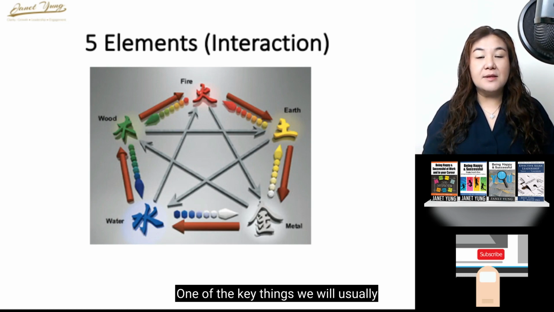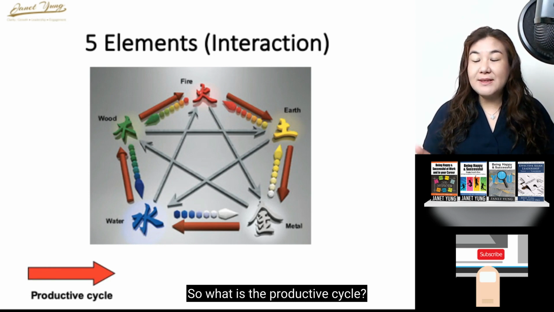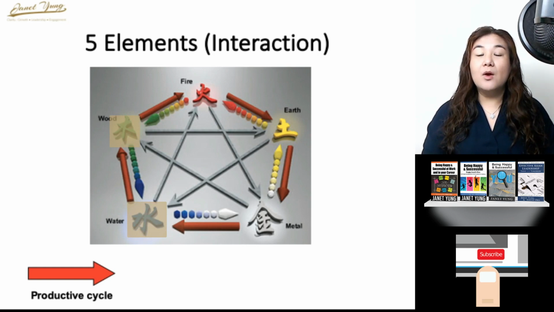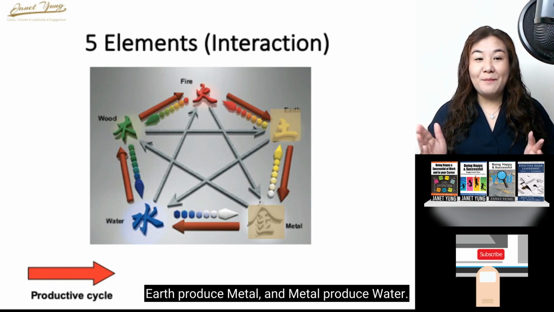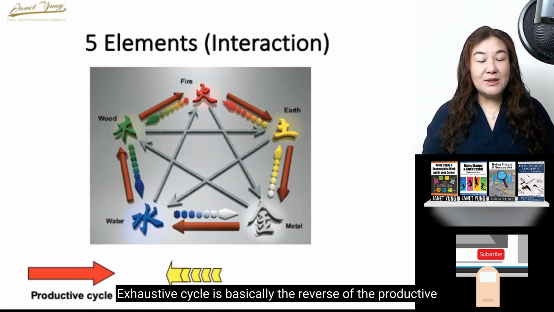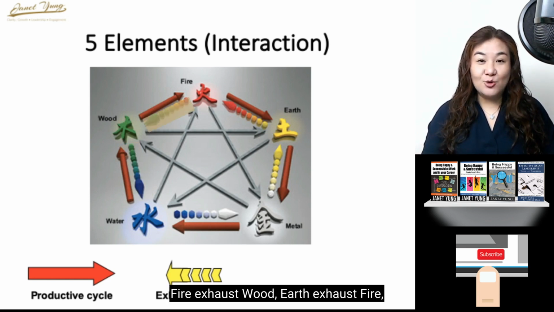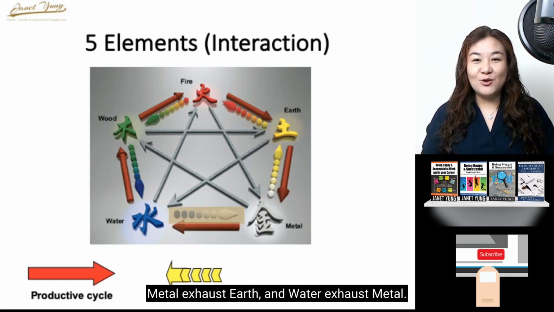Just a quick recap. One of the key things we will usually look at is the productive cycle. So what is the productive cycle? The productive cycle is when water produces wood, wood produces fire, fire produces earth, earth produces metal, and metal produces water. The other way around is what we call the exhaustive cycle, which is basically the reverse of the productive cycle, where wood exhausts water, fire exhausts wood, earth exhausts fire, metal exhausts earth, and water exhausts metal.